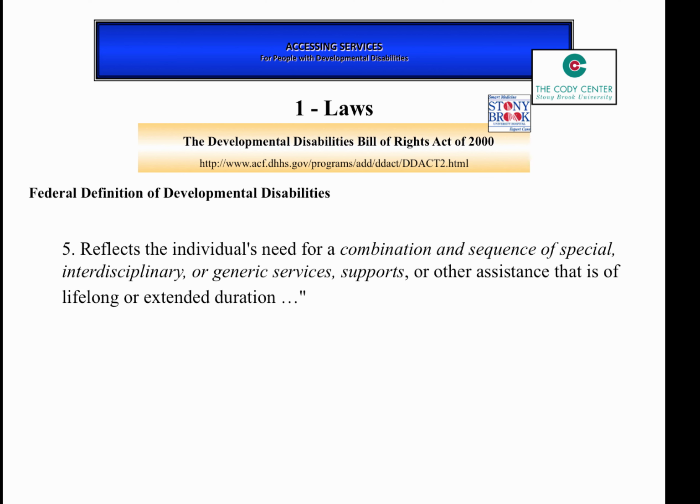And then the fifth criteria reflects the individual's need for a combination and sequence of special interdisciplinary or generic services, supports, or other assistance that's of lifelong or extended duration. So this is the type of person who's going to need job coaching. The type of person who, on an ongoing basis and throughout their life, is going to need maybe nursing support in the home. Maybe is going to need someone to manage their services for them because they're not able to do that. So it's a combination and sequence of special, interdisciplinary, or generic services, supports, or other assistance that's of lifelong, or at least extended duration.